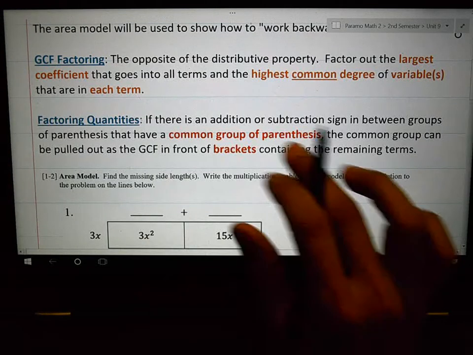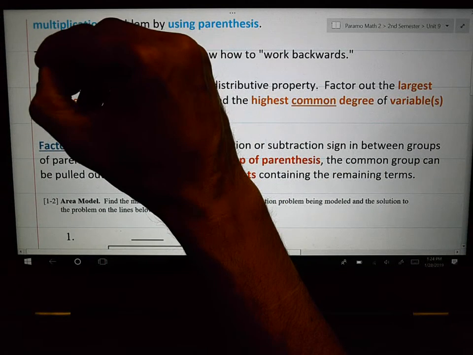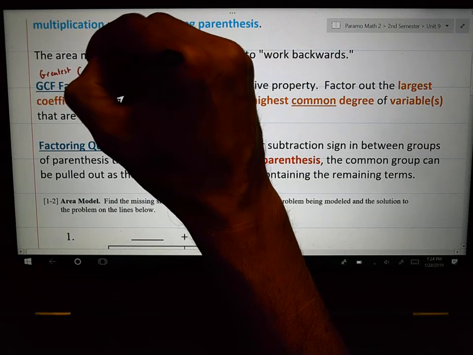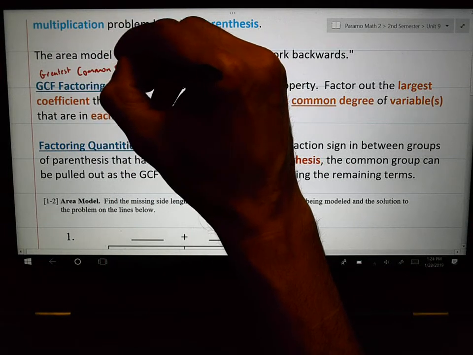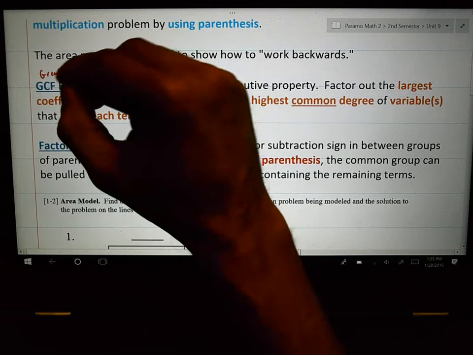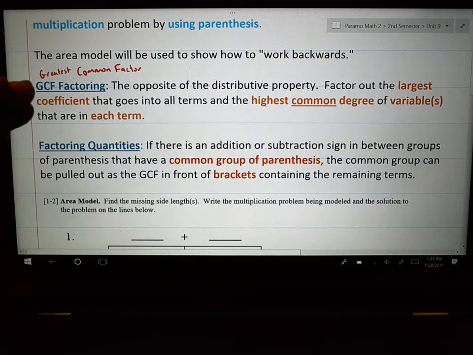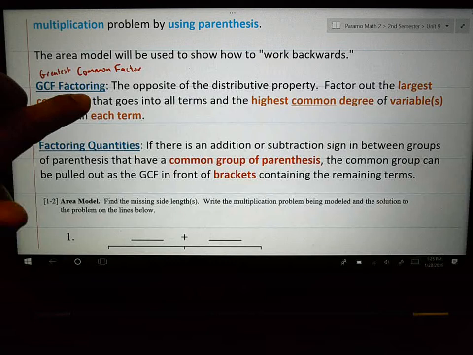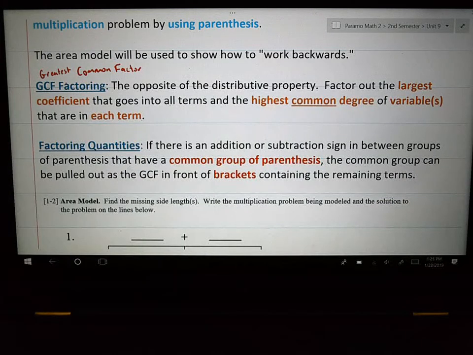Greatest common factor. Since that's not written, I'm going to write it down right here. Greatest common factor. And we're basically pulling out the greatest common factor. Now, that can be a number and or a variable or both. It's the opposite of the distributive property.